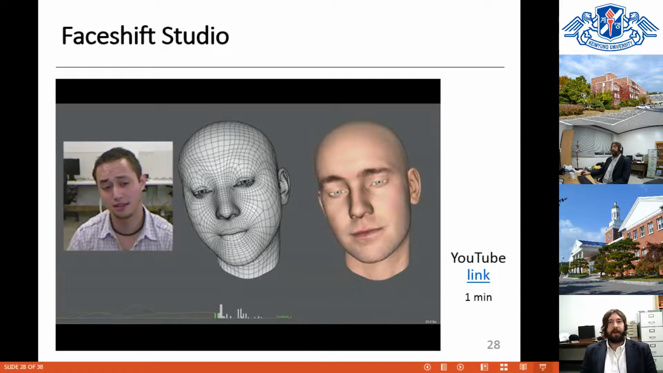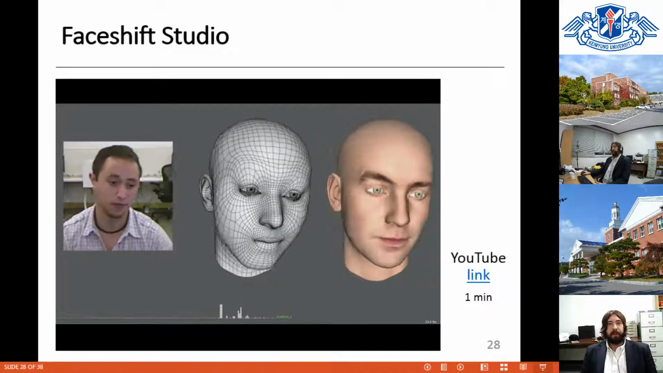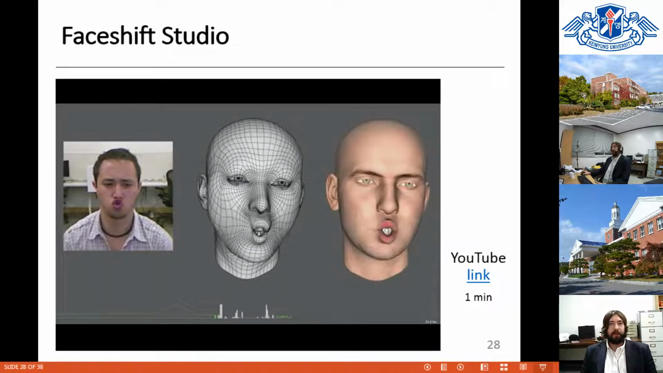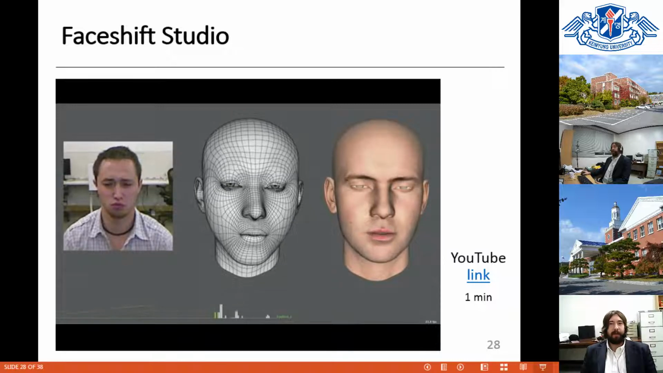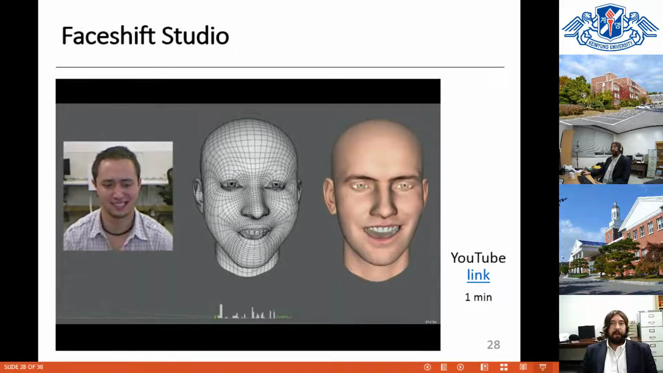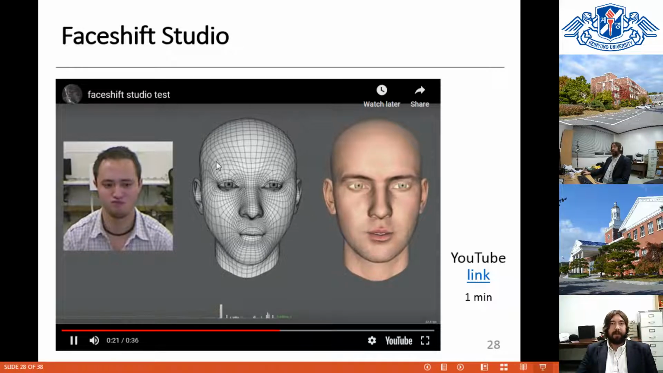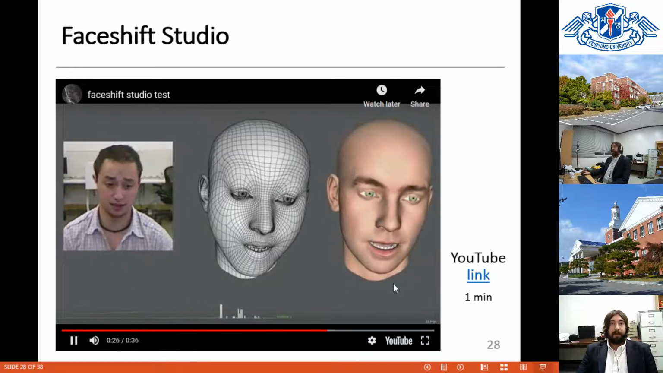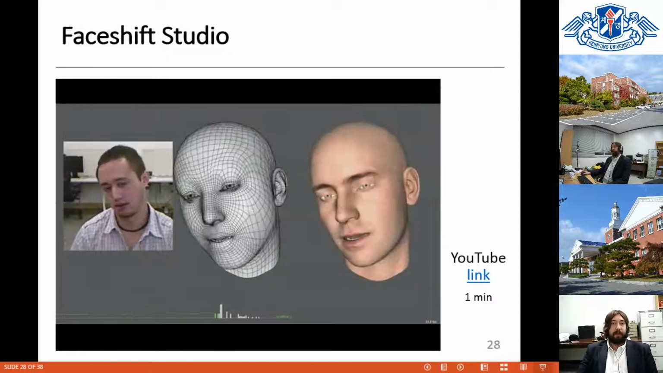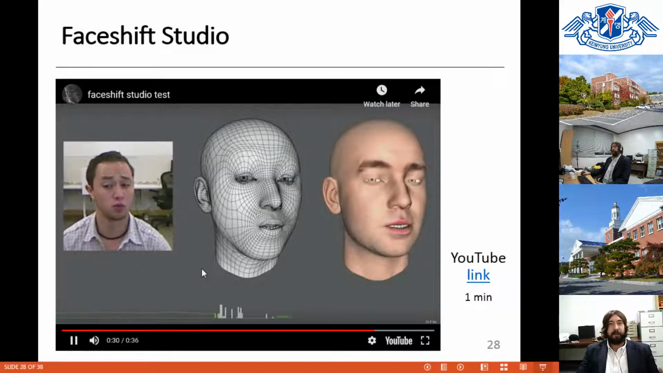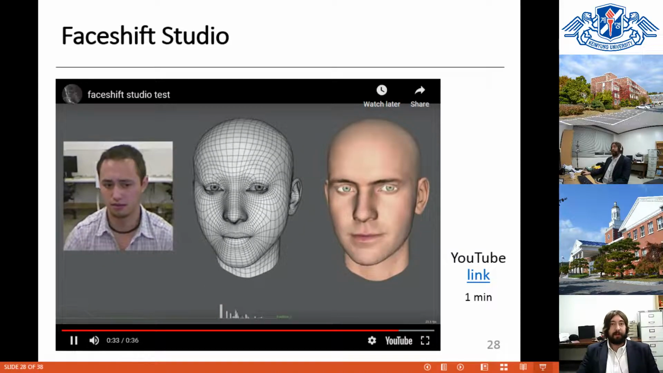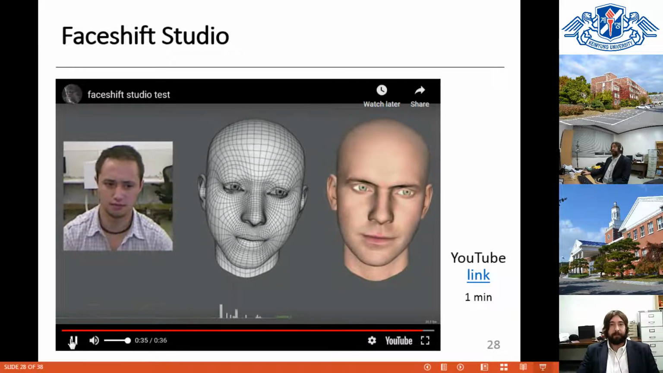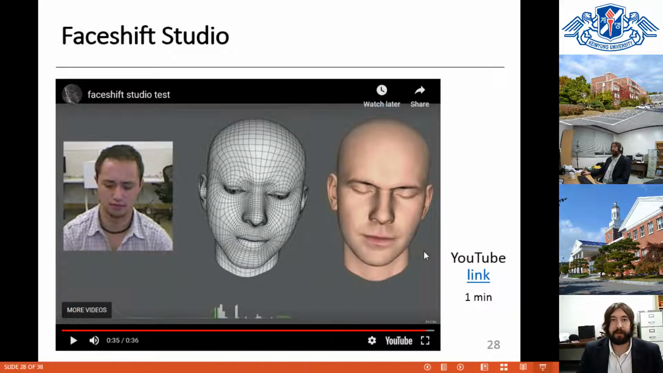Unfortunately, there is no sound, but you can see that the person here tries to show various emotions like a happy smile and so on. The model of his face is shown here, and its rendered face is here. It exactly repeats all his emotions, and all the facial expressions are very similar to reality. So I suggest you have a look at the Faceshift Studio software if you have time.